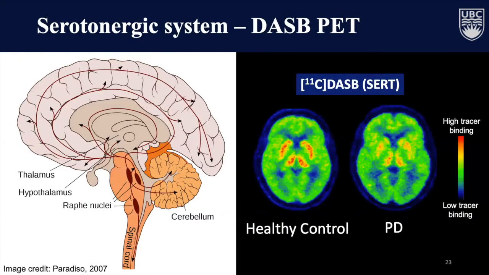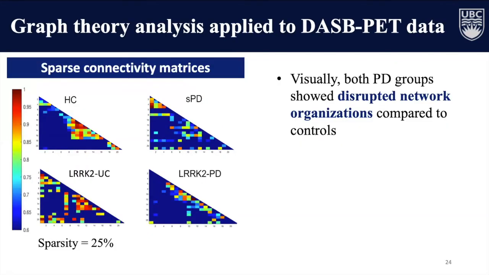So again, we apply the graph theory analysis to the same data set we used for PCA to study changes in the serotonergic system. This is still very preliminary results. Here, visually, just looking at these thresholded connectivity matrices, this is for healthy controls, sporadic PDs, PDs with LRRK2 mutation, and the LRRK2 unaffected mutation carriers.